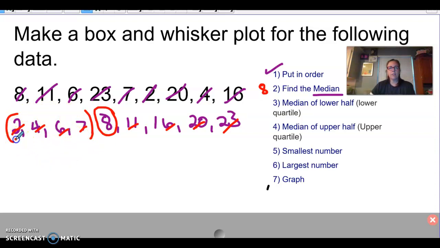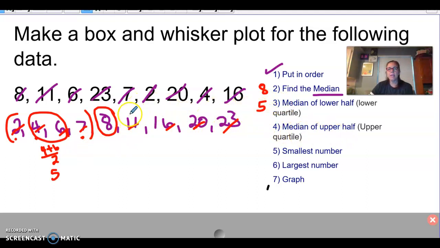So we have 2 and 7, 4 and 6. This is our median. What's right in between 4 and 6? The number 5. If you're not sure, do 4 plus 6 divided by 2, which is 5. So our lower quartile, which is what this is called, is going to be 5.